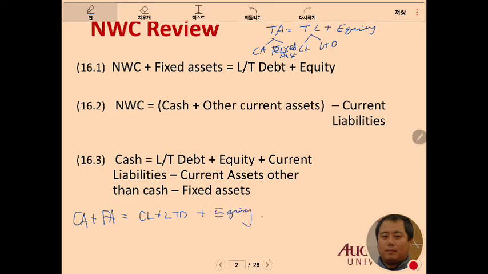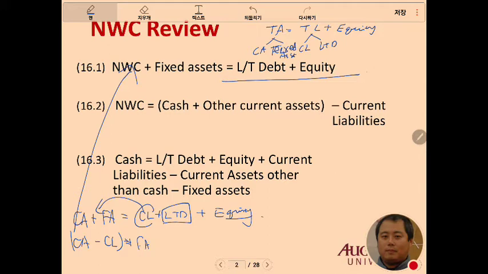So net working capital is current asset minus current liability. So this is net working capital, right? And plus fixed asset equals, now we can move current liability to the left side, so long-term debt plus equity.